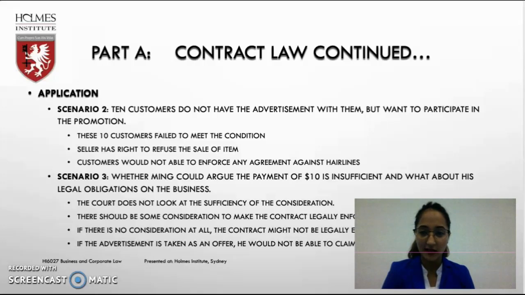And in the third scenario, Ming would argue the payment of $10 is insufficient, and what about his legal obligation on the business? The court does not look at the sufficiency of the consideration. So if there is no consideration at all, the contract might not be legally enforceable. If the advertisement is taken as an offer, he would not be able to claim that $10 is not sufficient.